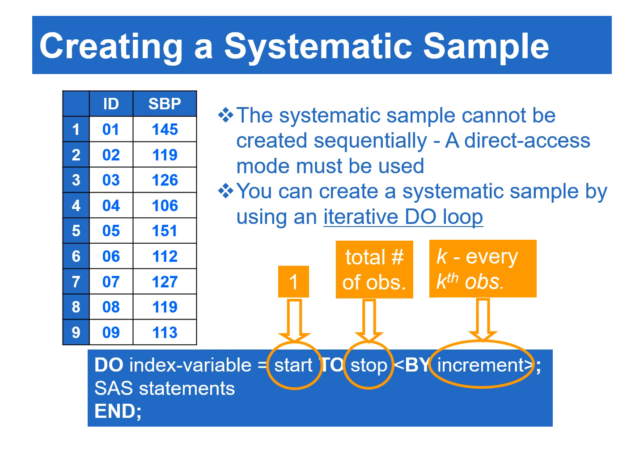Recall that constructing an iterative do loop requires providing start, stop, and increment values. Normally, the start value is set to 1, the stop value is set to the total number of observations from the input dataset. The increment value is set to k, which indicates every k observation that we want to select.